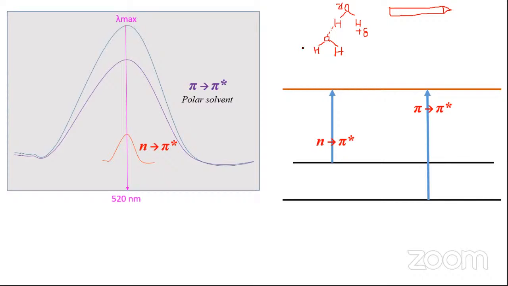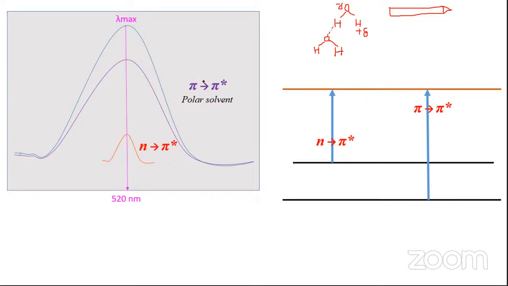So polar solvents are interacting solvents. They like those people who are available for interaction. And according to our analogy, which of these two are available for interaction? Non-bonding electrons are available or the pi electrons are available for interaction? Pi electrons. Yes, pi electrons are available for interaction.